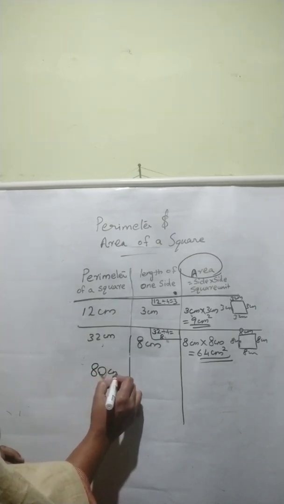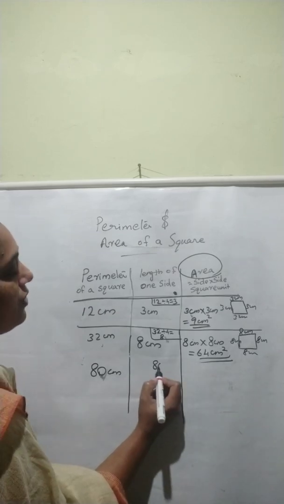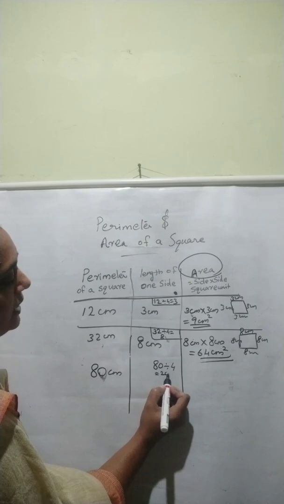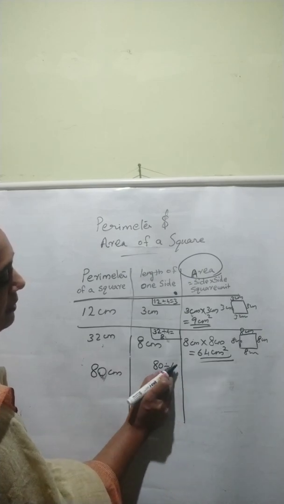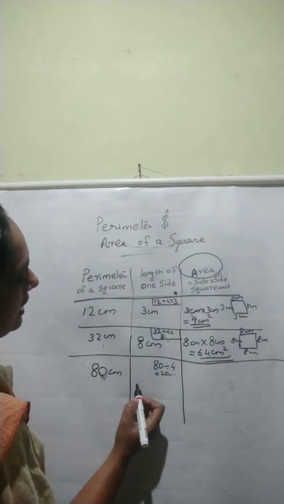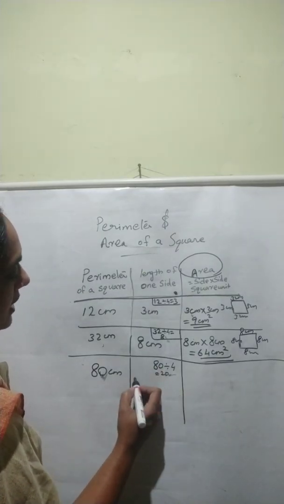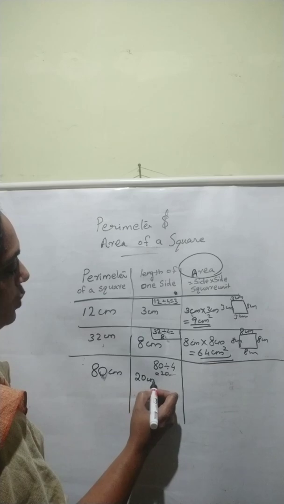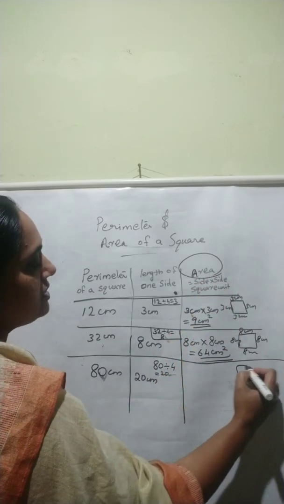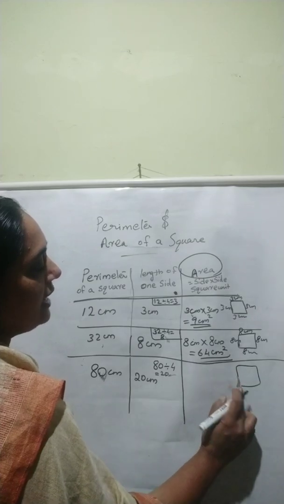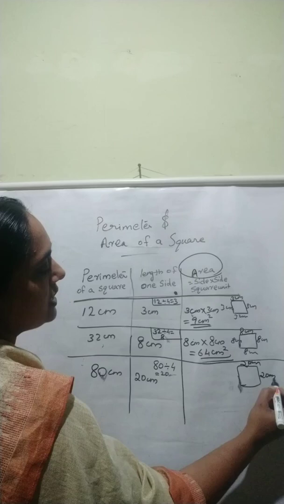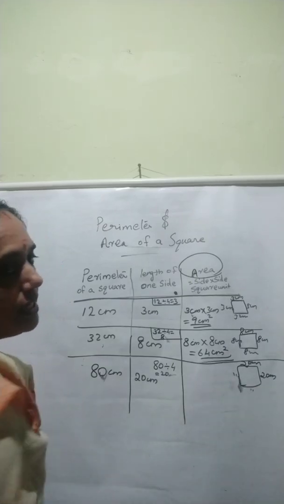80 centimeter. 80 divided by 4. How many 4s are there in 80? We know that will be 20 centimeter. That means 20 is the length of one side. So we need to find the area. Area means we have to multiply side into side. Here if it is 20 centimeter, here also will be 20 centimeter. All places are 20 centimeter itself.